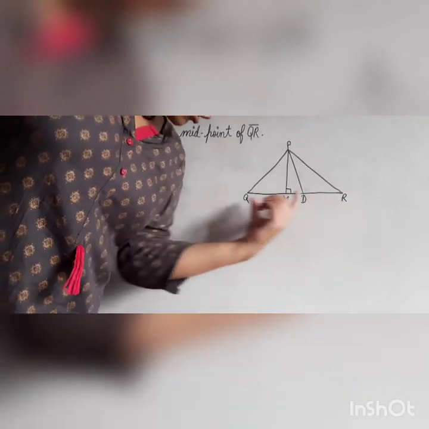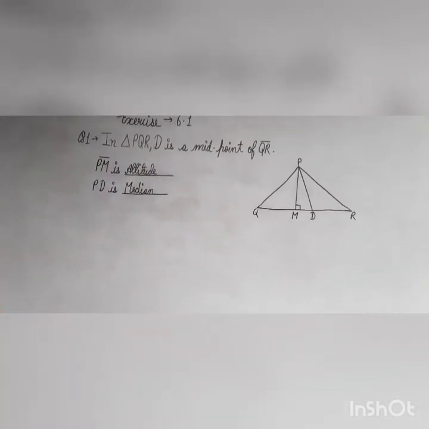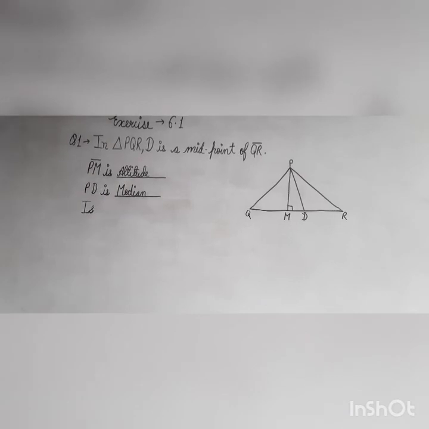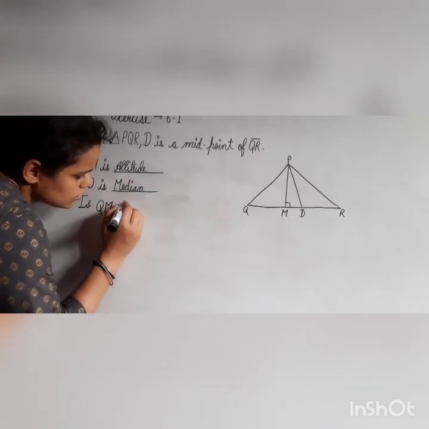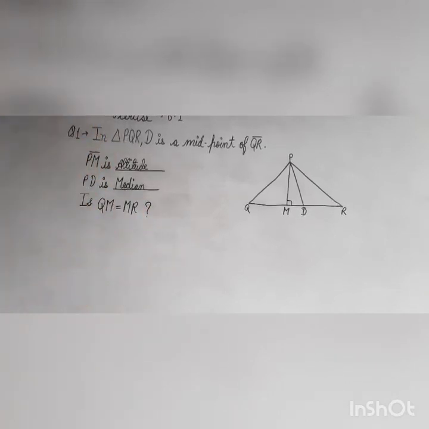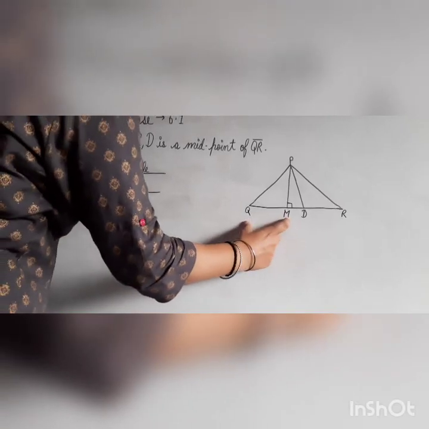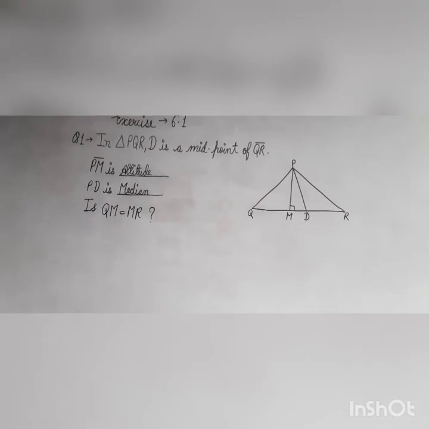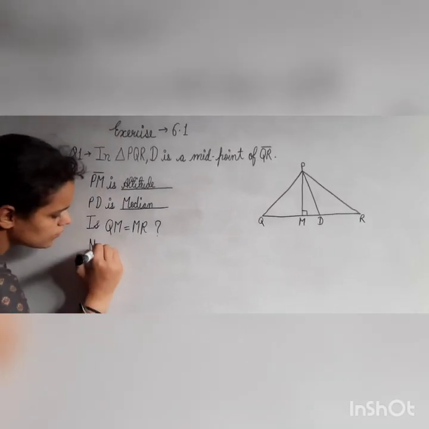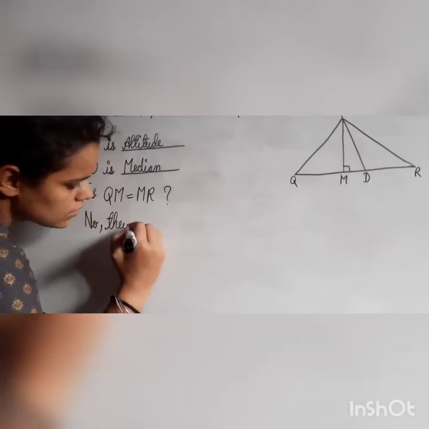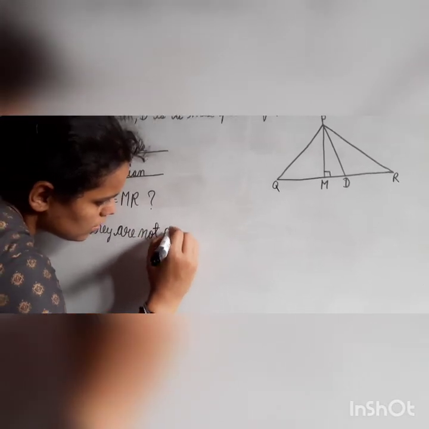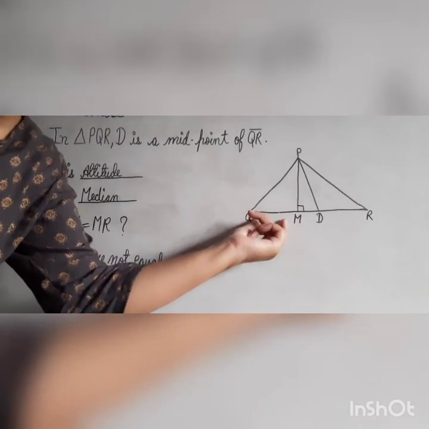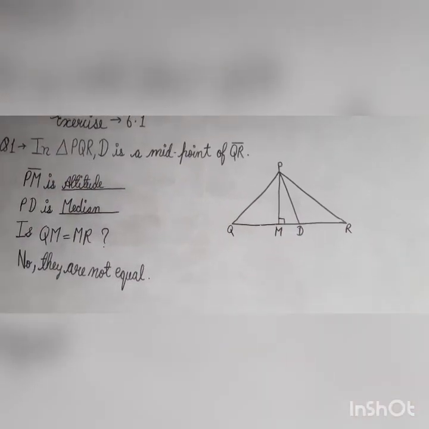You can see that the line segment PD is joining at the midpoint of QR. Now you have to tell if QM is equal to MR. You can see in the figure QM is not equal to MR because the distance of QM is smaller than MR. You can write that no, they are not equal. This is your question number first.